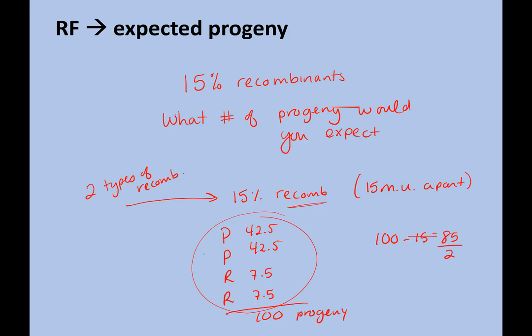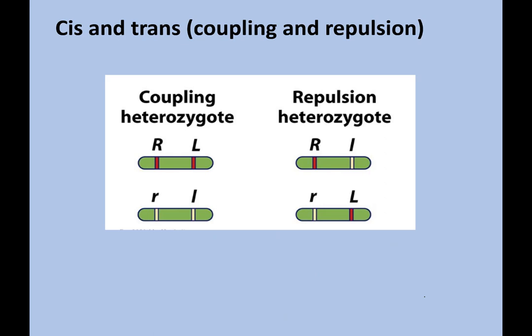But there's something else that contributes to this. And this is the concept that if you have a dihybrid, we don't know how the alleles are lined up on the chromosome. Are they big R, big L on one, and little R, little L on another? Or they could be big R, little L, and little R, big L. Before, we haven't cared because everything is assorting independently, and so you get recombinants that look the same as the parentals.